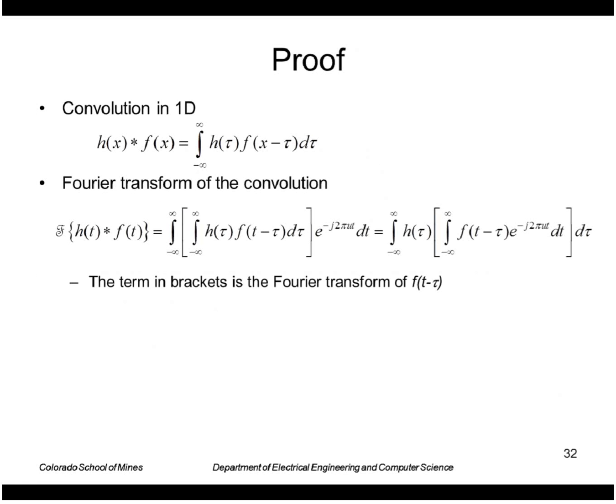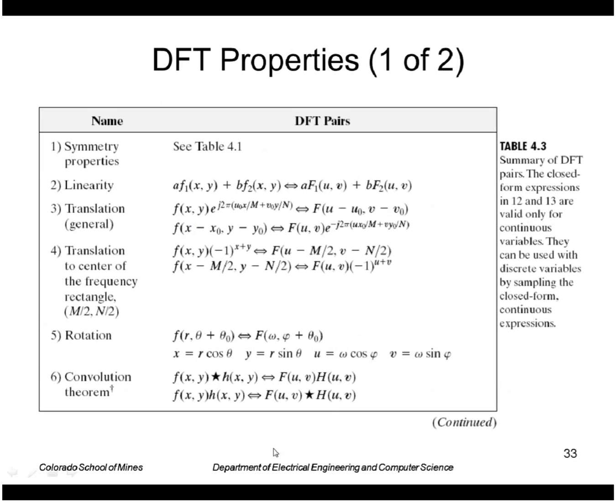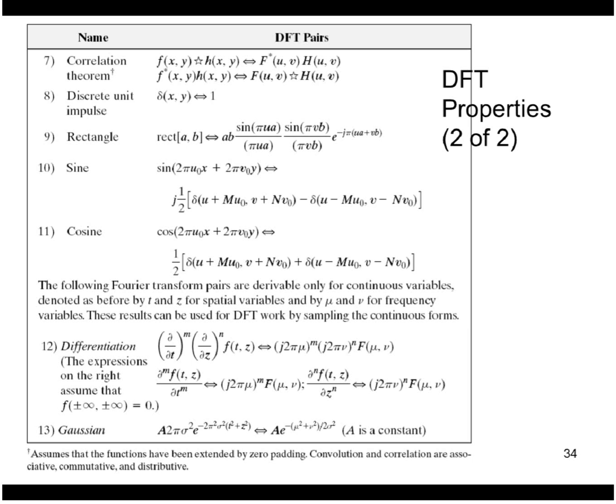And this shows the proof of that in one dimension, just plugging the definition of a convolution into the definition of a Fourier transform, and we get that the result is just the product of h of u times f of u. So this is a summary of all the properties we've seen so far: linearity, translation, rotation. Here's the convolution theorem. Here are those Fourier pairs of sine, cosine, rectangle, differentiation, and Gaussian.